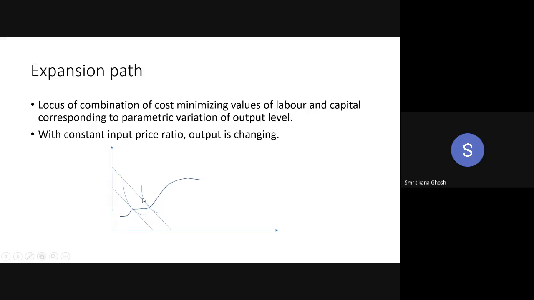So if you find all those points along several isoquants where the MRPT is constant and you join all those points, it is your isocline.